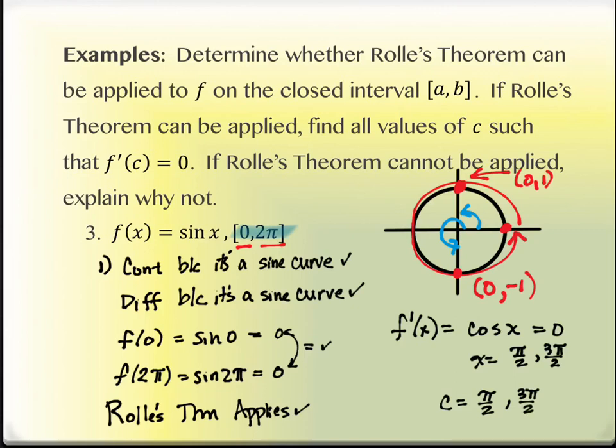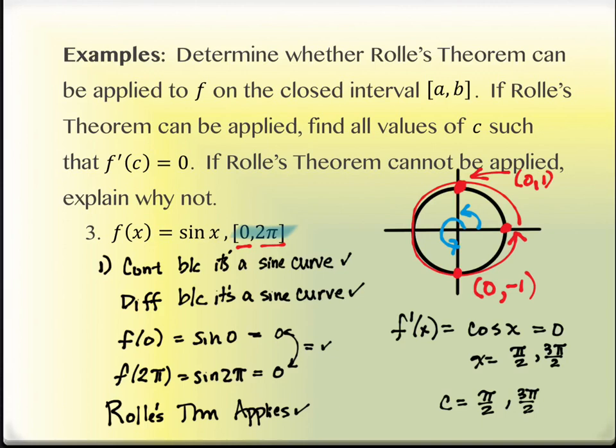Now pause for a moment and consider. I just talked about what happened if this interval was bigger. What happened if it went from 0 to 4 pi? Okay, we'd have more angles, right? There'd be more of them that would meet this criteria. What if it was smaller? What if it only went from 0 to pi? Well, it'd still be continuous and differentiable. We would have to check that the endpoints match, but they would. All right, the sine value is actually 0 at 0 and at pi.